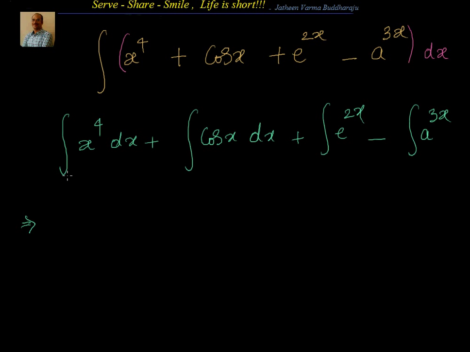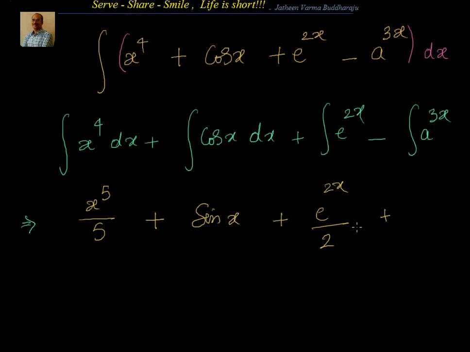We know the integral of x to the power of 4 is x power n plus 1, n being 4, so x power 5 by 5. Plus, we know the integral of cos x is sin x, because the derivative of sin x is cos x. Next we have to find the integral of e power 2x, so we have to look for the function whose derivative is e power 2x. That's equal to e power 2x divided by 2.